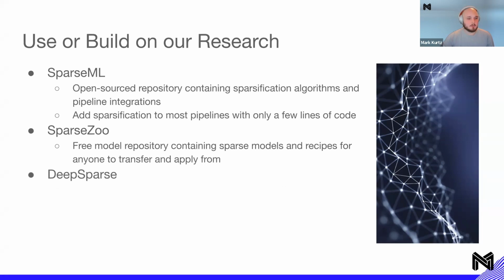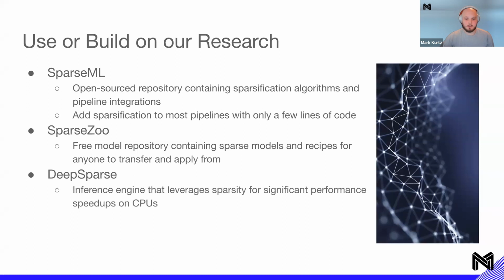And then finally, we have DeepSparse, which is our inference engine that leverages sparsity for significant performance speedups on CPUs. As we were just saying on the previous slide, this allows us to take that unstructured sparsity and turn that into inference time speedups so that you can deploy faster, either leverage that to get back to your user faster, or leverage that to save costs by deploying on smaller instances. And it's free to use for research and community.